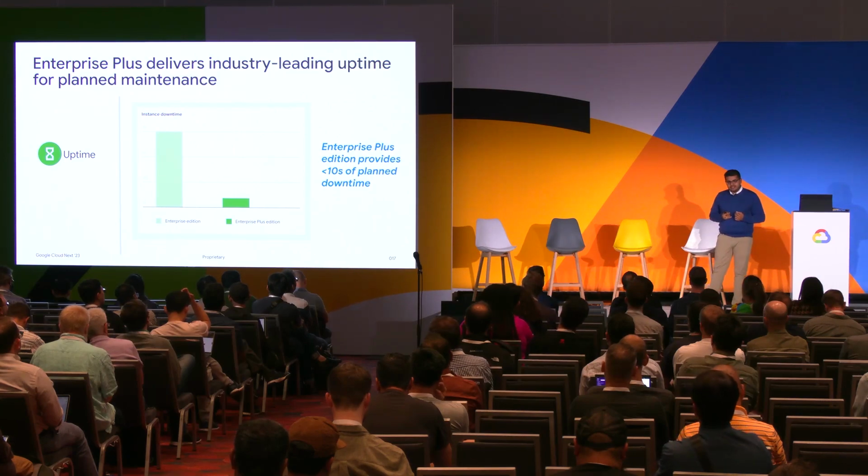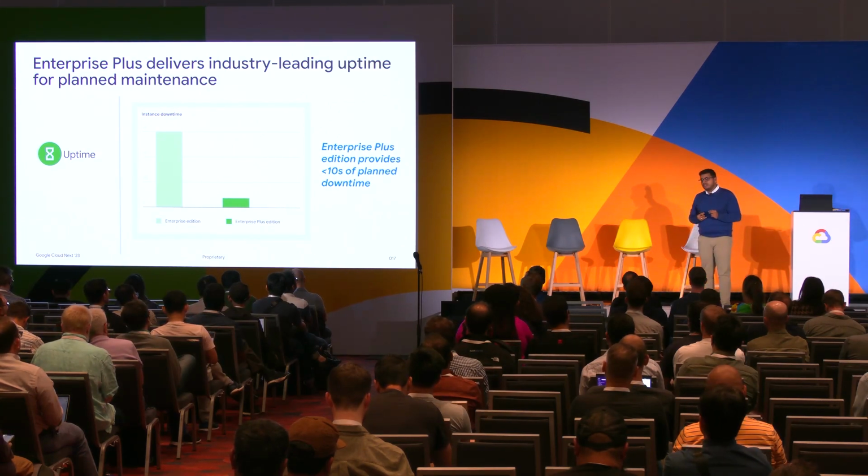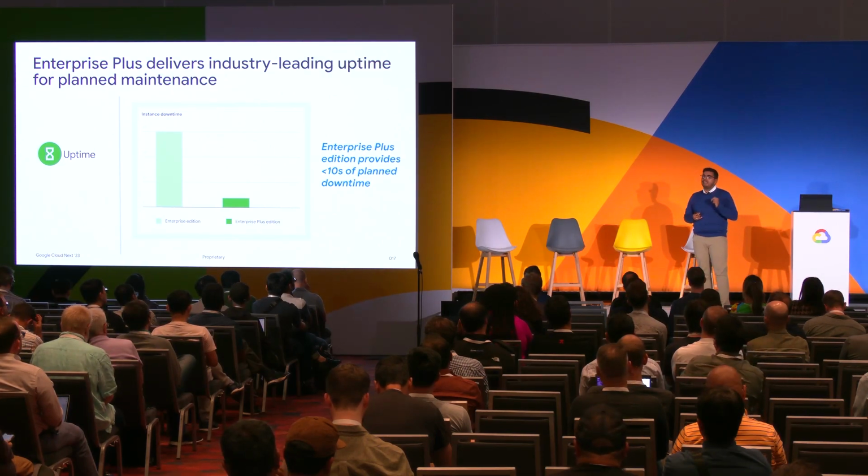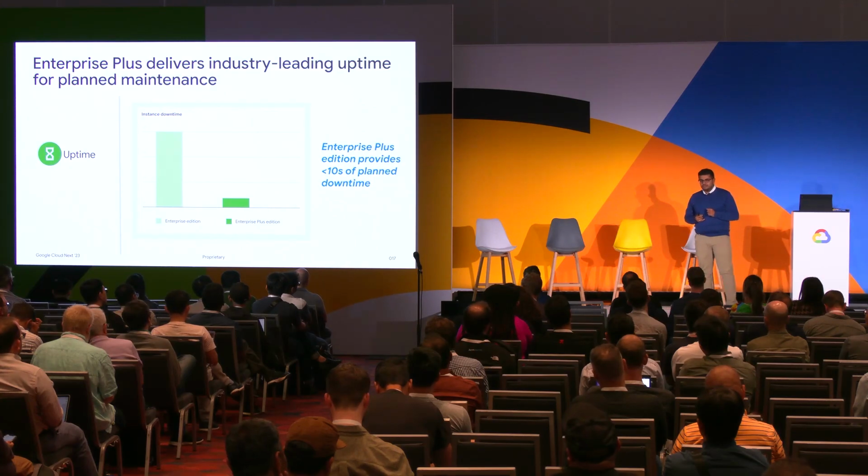So that's exactly what we are trying to do here by reducing the maintenance downtime significantly. And we have done that with Cloud SQL Enterprise Plus, where the maintenance downtime is now less than 10 seconds. Now, just to set some context, for Cloud SQL Enterprise Edition, we already offer a pretty low planned maintenance downtime of less than 30 seconds for Postgres, less than 60 seconds for MySQL, and less than 120 seconds for SQL Server. But with Enterprise Plus, both MySQL and Postgres now have the maintenance downtime of less than 10 seconds.